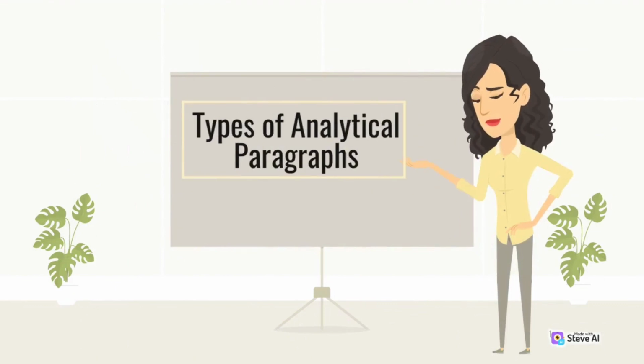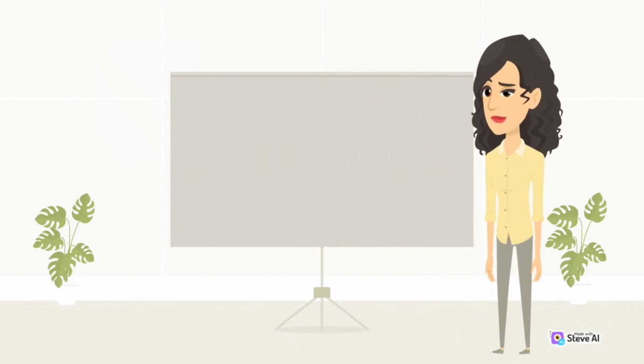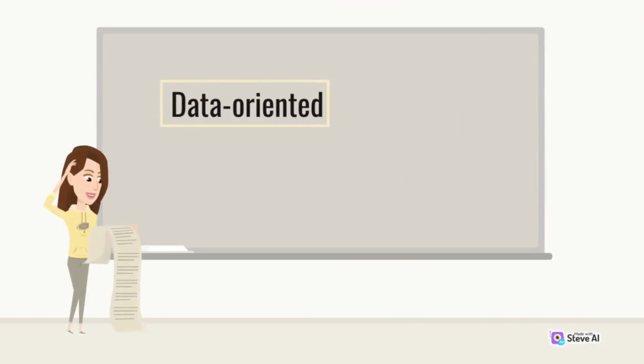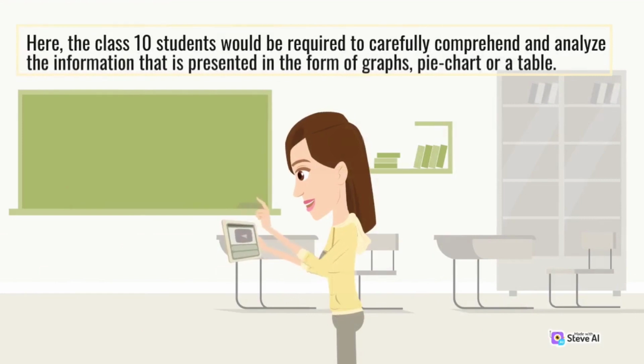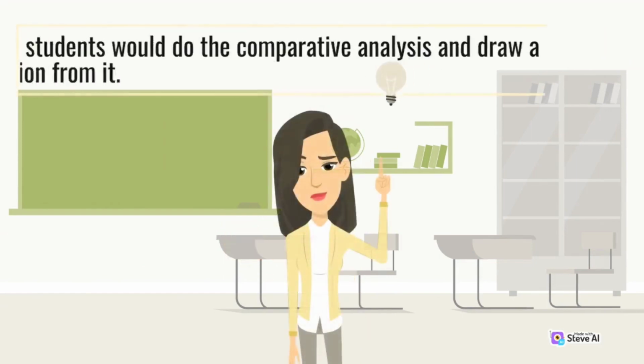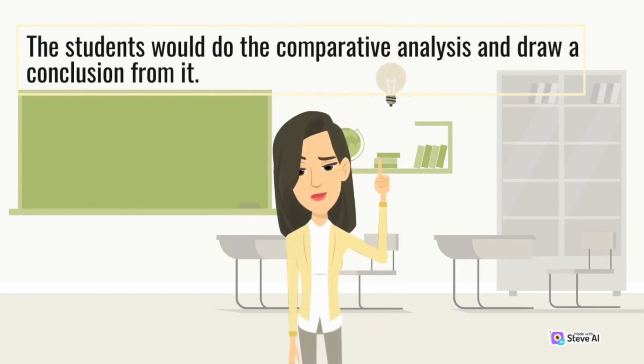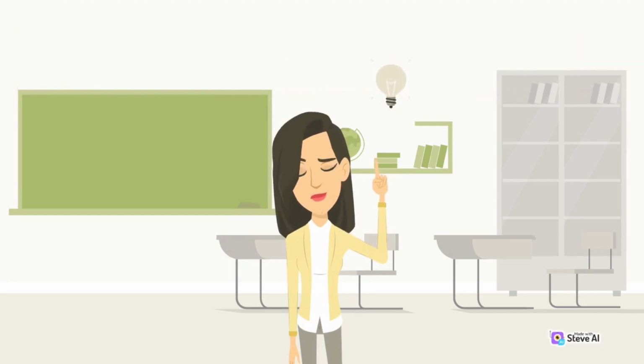Types of analytical paragraphs. Data-oriented. Here, the class 10 students would be required to carefully comprehend and analyze the information that is presented in the form of graphs, pie charts, or a table. The students would do the comparative analysis and draw a conclusion from it.